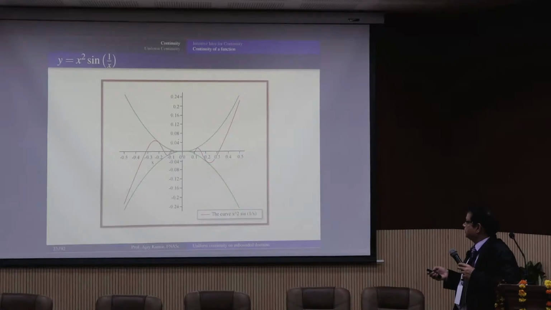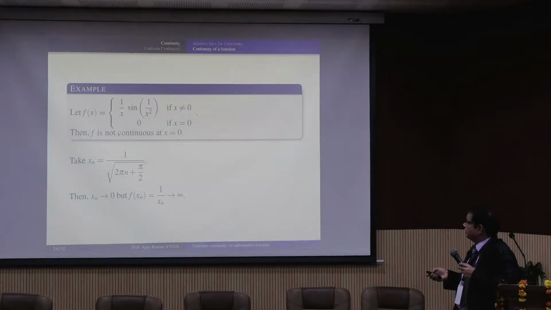So this is x square sine 1 by x. It is lying between the two parabolas. So here the function looks like this. Similarly, you have how to show a function is not continuous. You create a sequence such that f of xn does not converge to f of x naught.